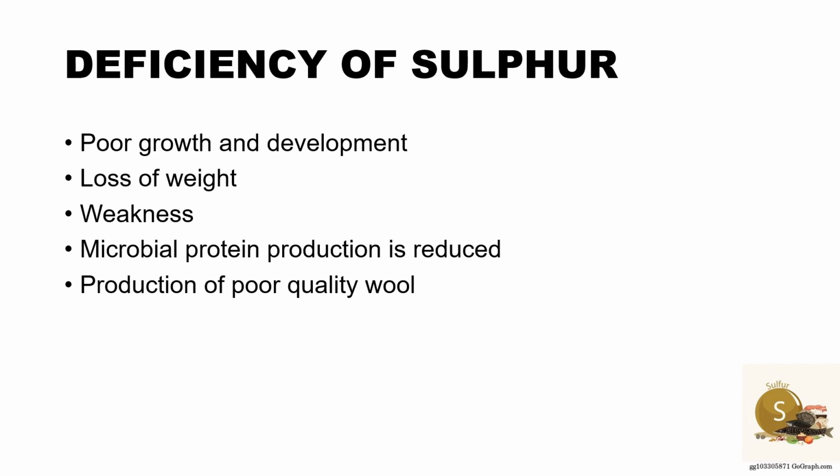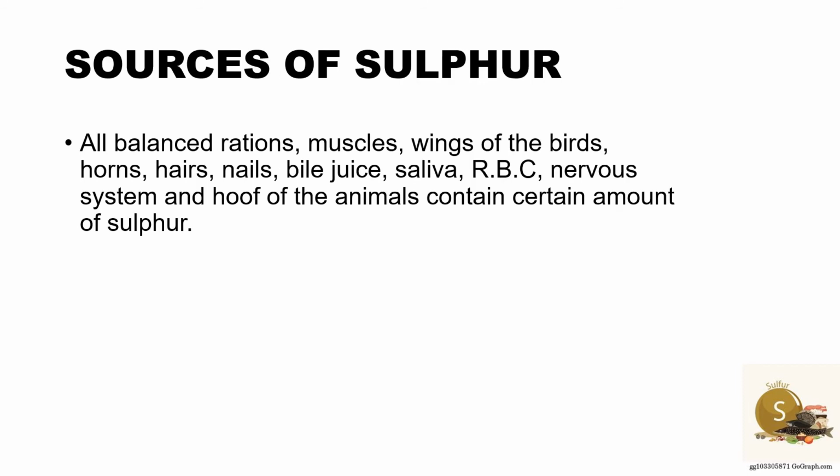But the specific ones, like the microbial protein production, is reduced. So microbial protein is reduced when you have a deficiency of sulfur, as well as the production of quality wool decreases. So you have poor production of quality wool. Then for the sources of sulfur: all balanced rations, muscles, wings of the birds, horns, hair, nails, bile juice, saliva, red blood cells, nervous system, and hoof of the animal contain a certain amount of sulfur. So you can get your sources of sulfur from those.